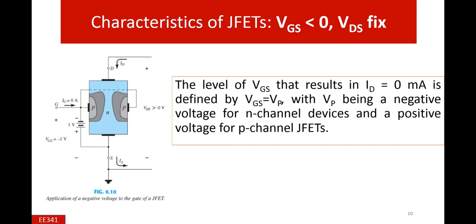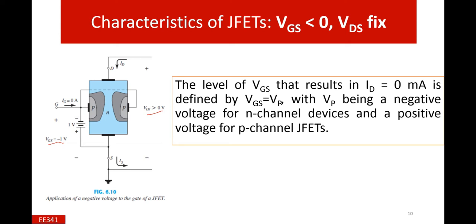So next one is when VGS is some negative value. This is N type, and this portion is P type, and this is an N-channel JFET, so VGS is some negative value. If we apply this VGS at this negative value, and VDS is fixed but definitely some positive value, what happens in these situations?